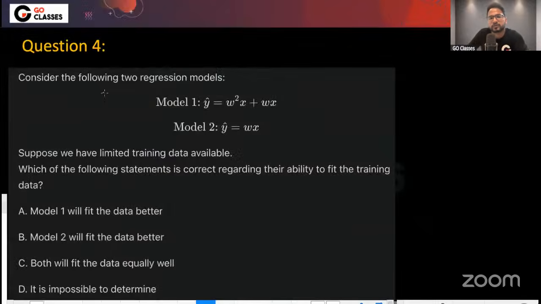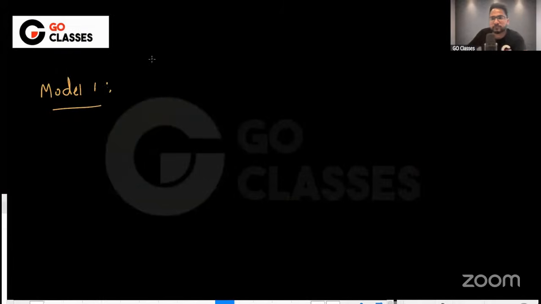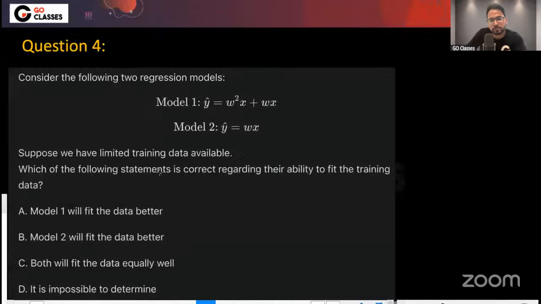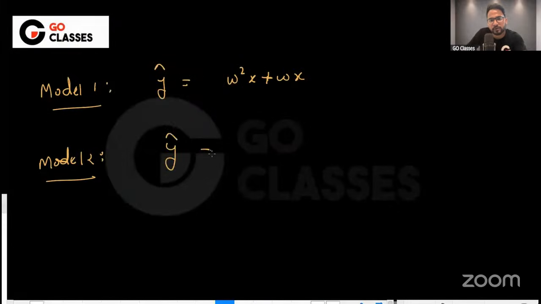In model 1, they are having y_i cap equal to w square x plus wx, right? In model 2, they are having y_i cap equal to wx. Understood? So these are the two models.